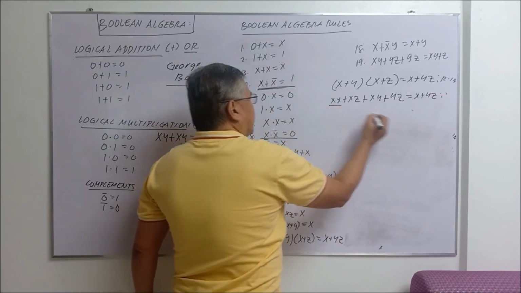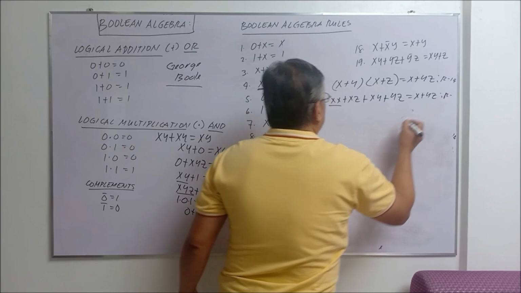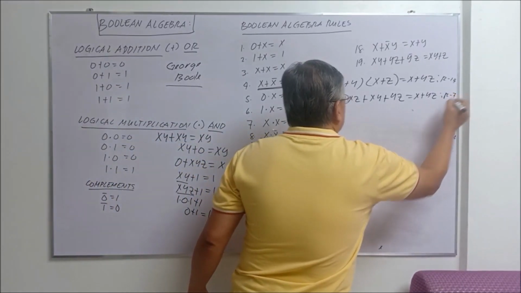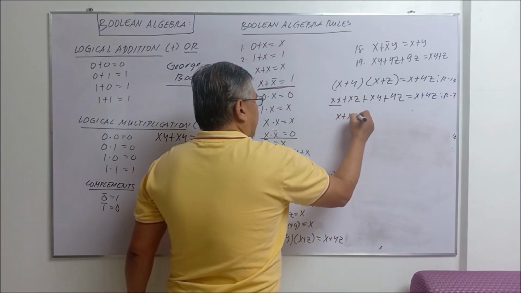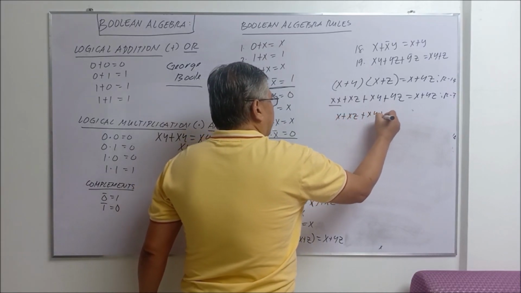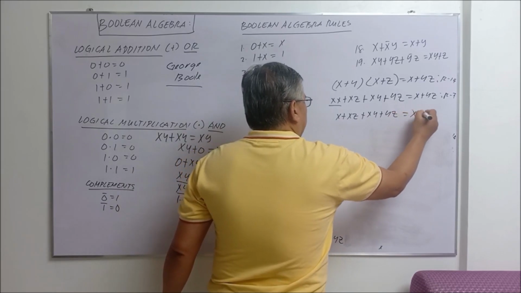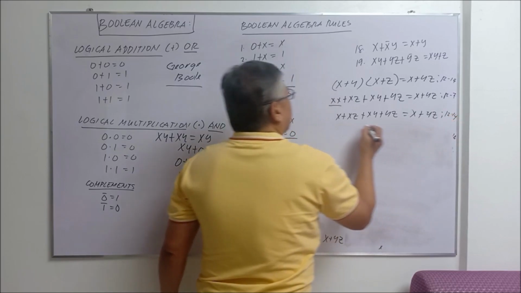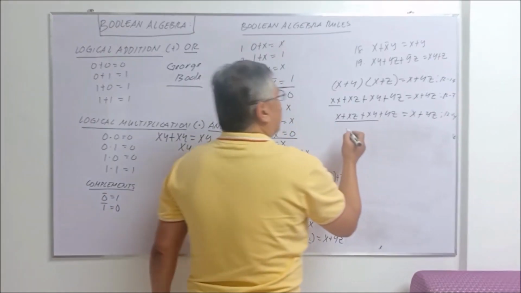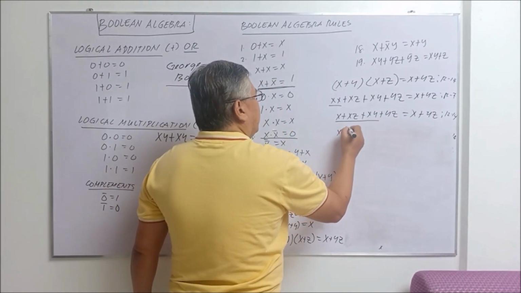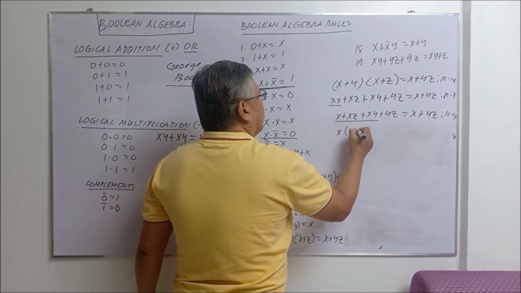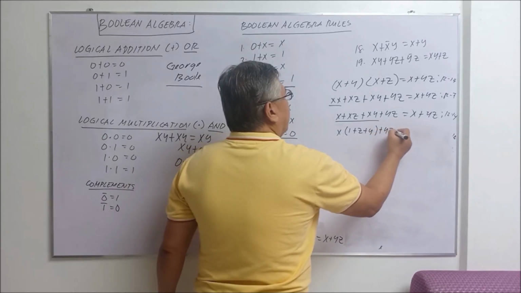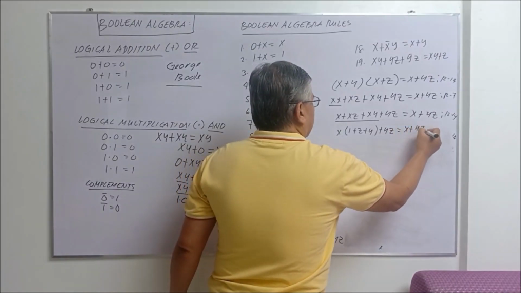Oh, so what rule is this? Rule number 7. So you have x plus xz plus xy plus yz is equal to x plus yz. Then we use rule 14. We factor out this one here, which is, the common is x. So you have x times (1 plus z plus y), right? Plus yz is equal to x plus yz.